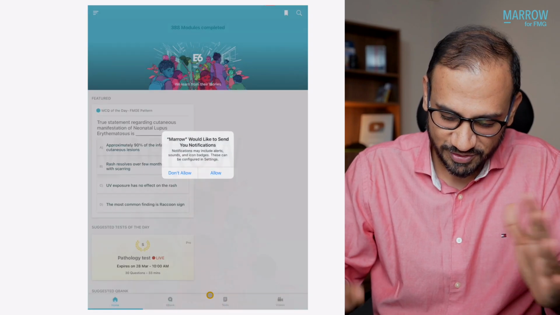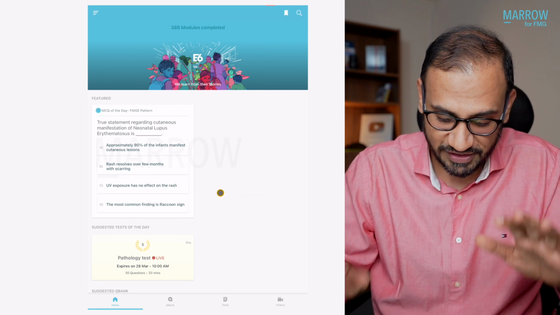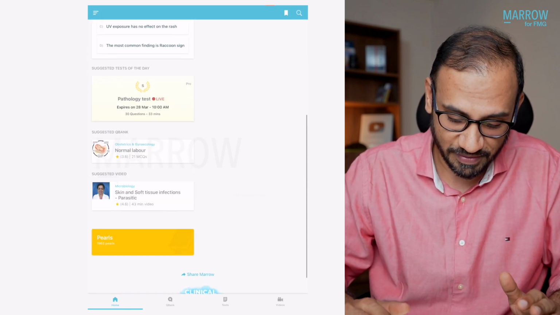So before we begin, let me just open our trusted Marrow app that we are using to prepare for our FMG exam. It's usually on my desktop. Let me open it up. So this is it opening up. It asks if you want notifications? Absolutely, I always want notifications. So this is the first page, the page in front of you.